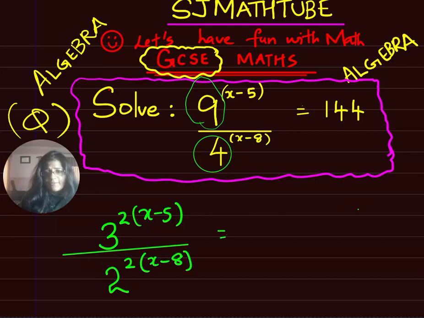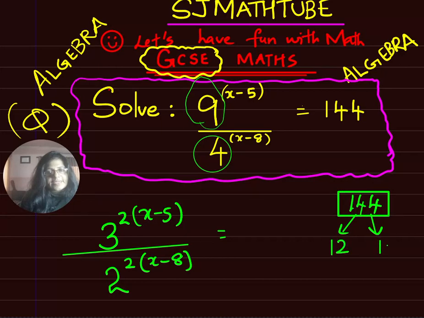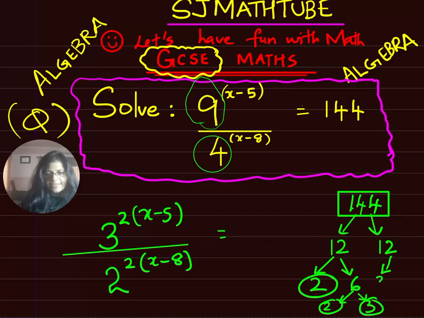Now how to write 144? We have to use our prime factor tree. So here we have 144 can be written as 12 times 12, but 12 is not a prime number, so we can change it into 2 and 6. 2 is a prime number, 6 can be changed to 2 and 3. So the same goes with this 12 as well: 2, 6, 2 and 3.